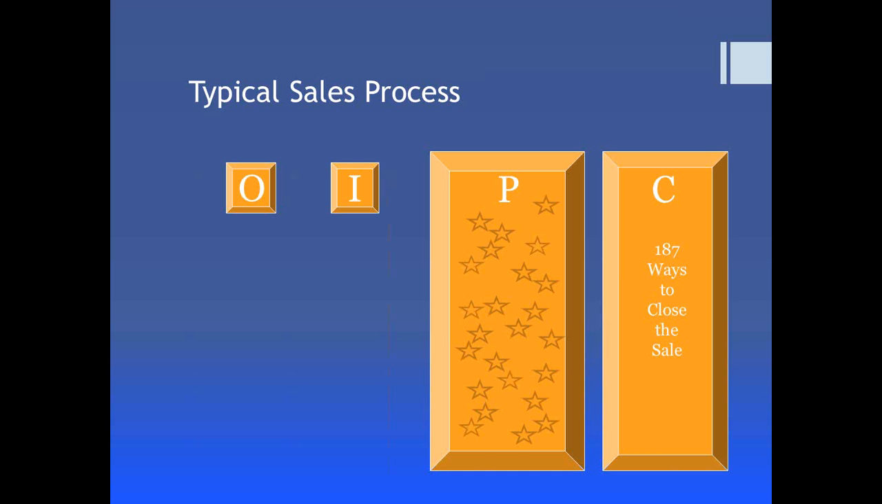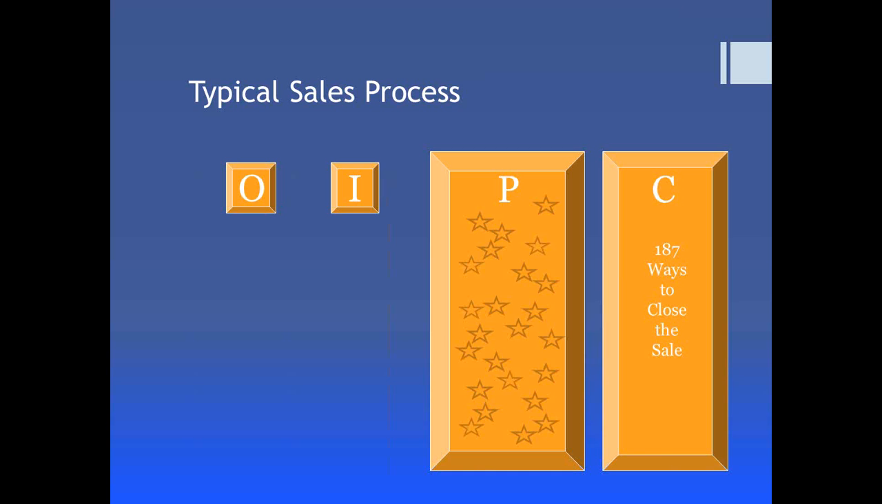The customer then knows what makes sense to them, but we don't, because we didn't ask the right questions. And when we don't know what makes sense to them, then that's what we have to move over to the closed column, and that's when we have to use 187 ways to close the sale. And I use that number because there used to be a book, I've heard it's out of print now, called 187 Ways to Close the Sale, which was filled with closing tricks.